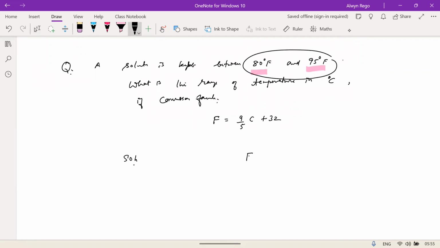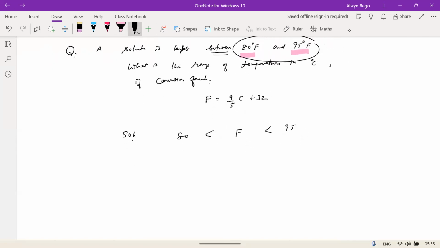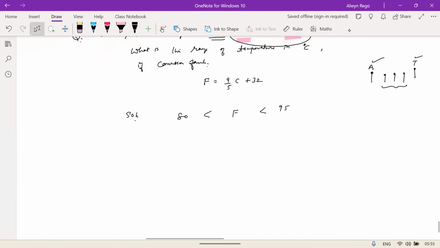So I can say Fahrenheit is between 95 and 80. Usually when we say between, it's like greater than or less than, but you may also think about less than or equal to or more than or equal to, not a big deal. Between is usually, when you say how many people are sitting between, let's say, Aaron and Tim, we don't count Aaron and Tim. Anyways, keeping that in mind, it's less than.